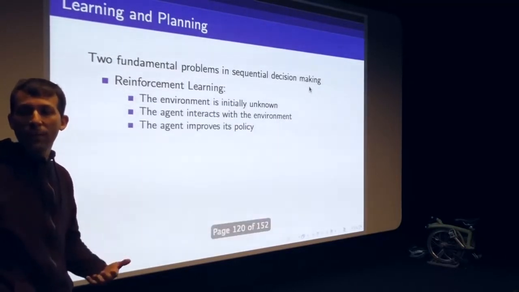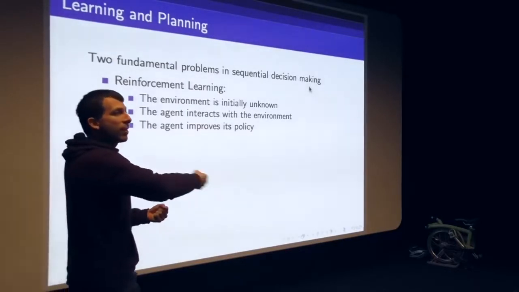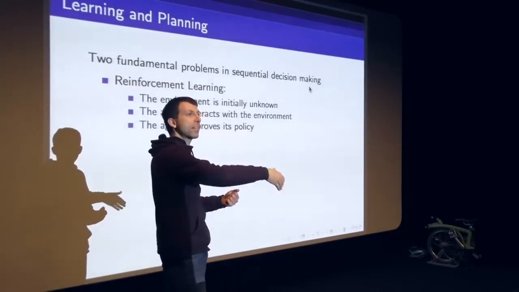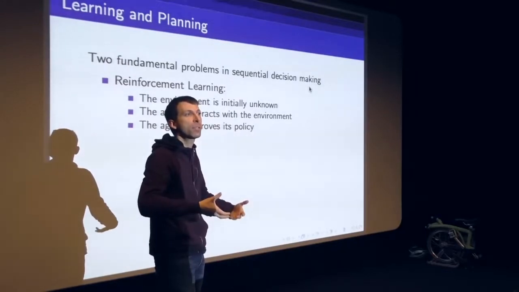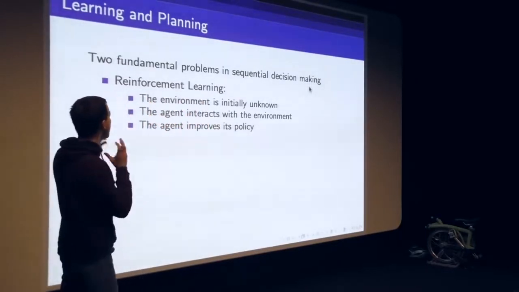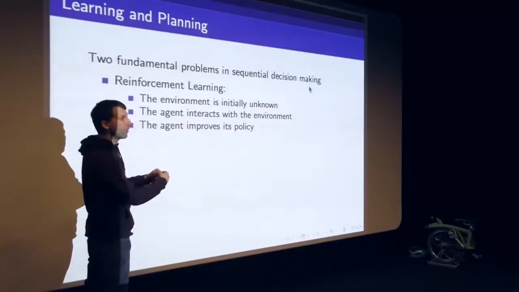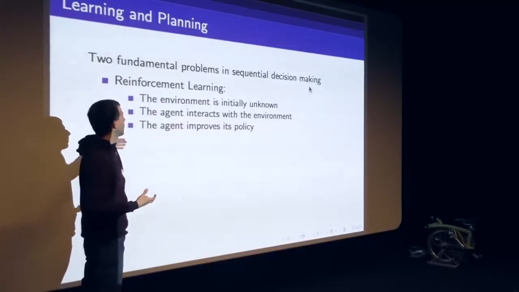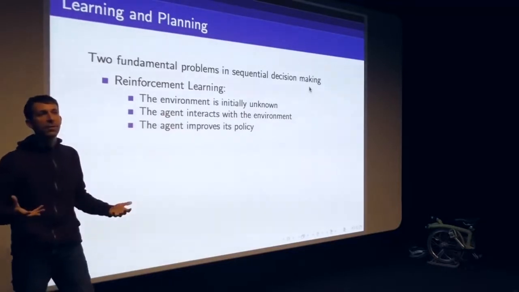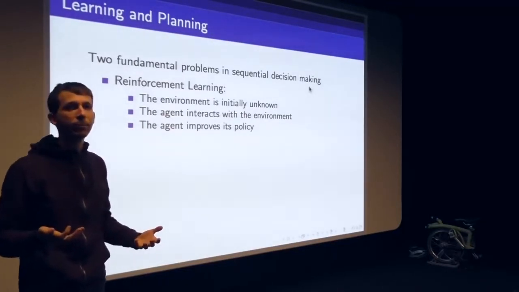And the way it does that is by interacting with the environment, and through those interactions, figuring out a better policy that's going to maximize reward and get the most possible future reward. So this is the reinforcement learning problem. The agent doesn't know about the environment, interacts with it, and essentially through trial and error learning, figures out the best way to behave within that environment and maximize its reward.